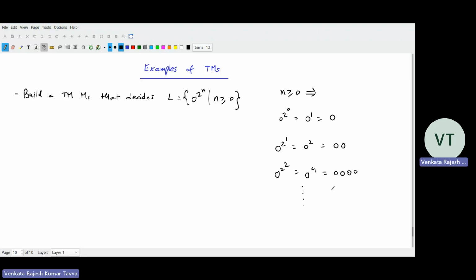We have an infinite tape. We have a read-write head which can go left, right, overwrite a symbol. It can go left, right any number of times. So how to build a Turing machine that accepts only strings that have length which is a power of 2 and reject all the other strings. Any idea?